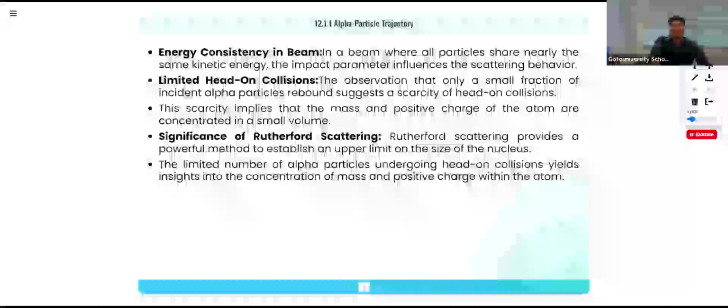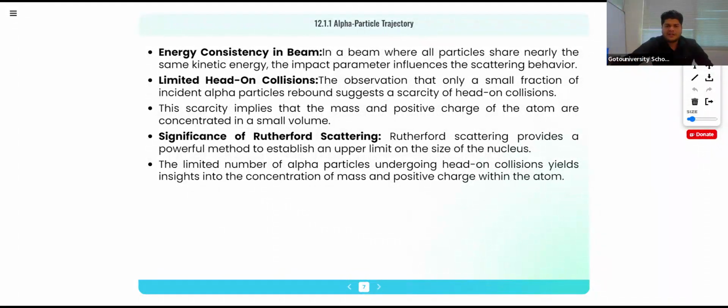Energy consistency in the beam: in a beam where all particles share nearly the same kinetic energy, the impact parameter influences the scattering behavior. Limited head-on collisions: the observation that only a small fraction of incident alpha particles rebound suggests a scarcity of head-on collisions. This scarcity implies that the mass and positive charge of the atom are concentrated in a small volume.